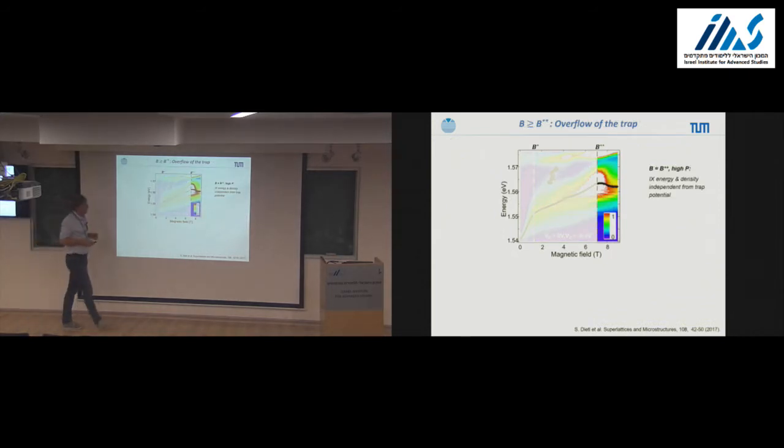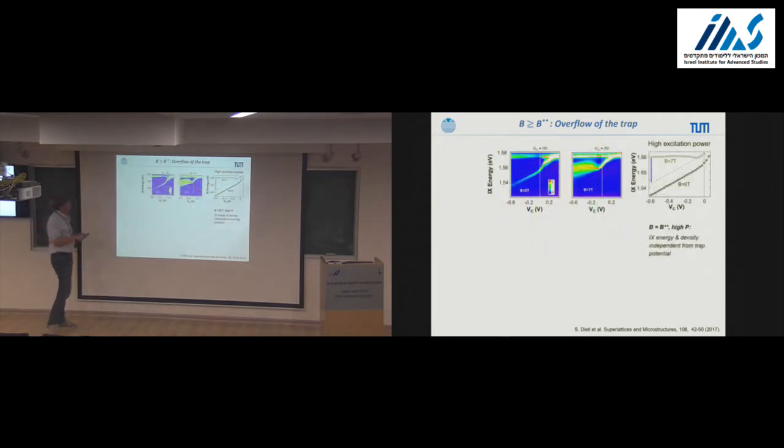The interpretation we have is that the indirect exciton energy and density are independent of the trap potential. Let me show you why we think that. At 0 Tesla, we measure for this heterostructure the ordinary quantum confined Stark effect that we have here. At 7 Tesla, at this ominous B double star, this quantum confined Stark effect is not there.